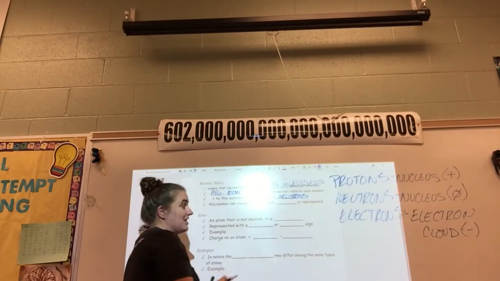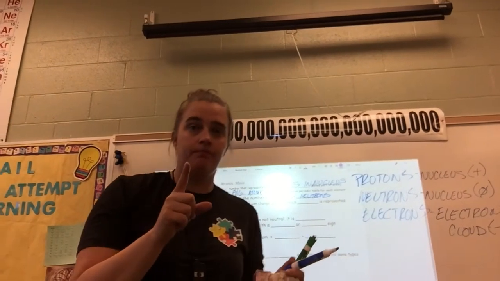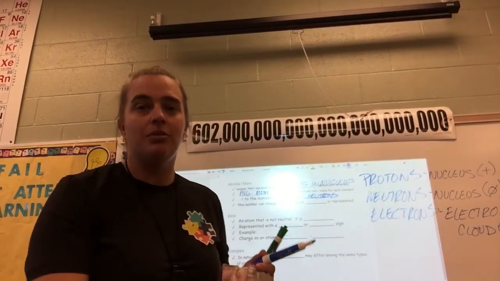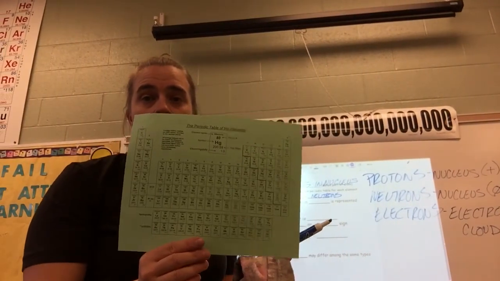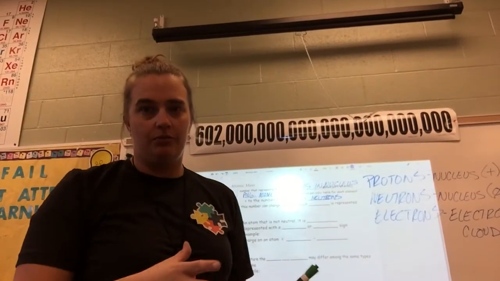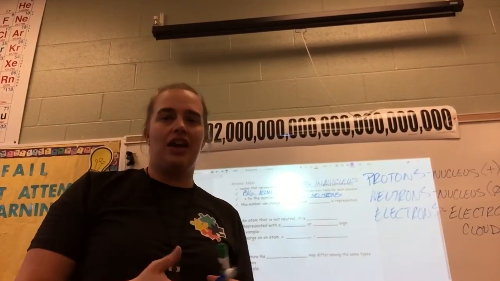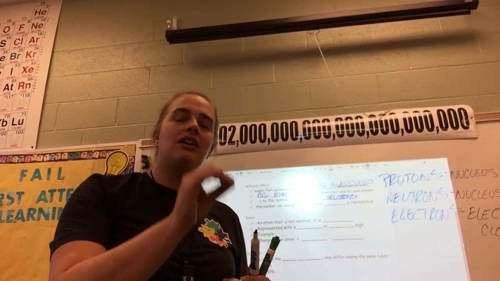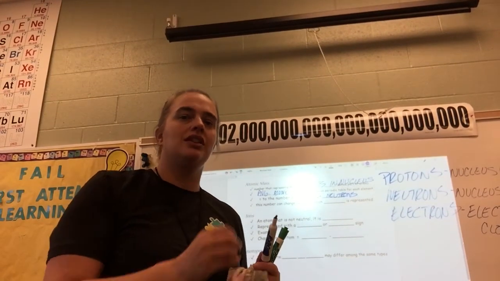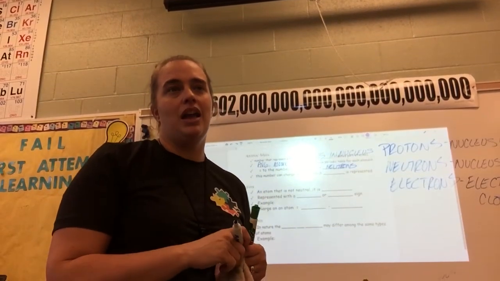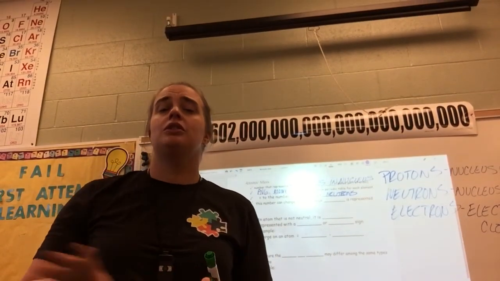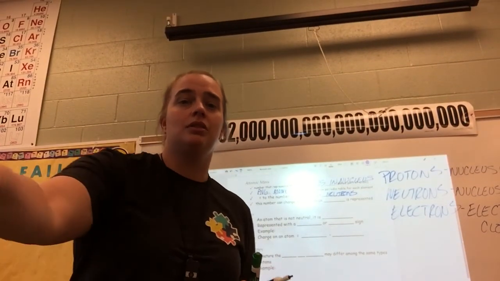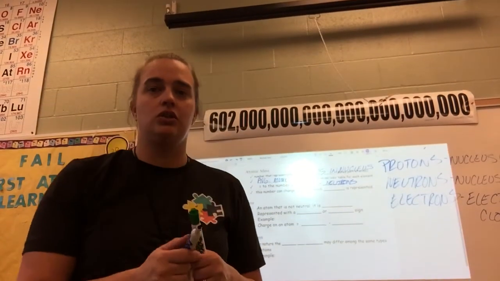Okay? The mass number is just for one atom. The average atomic mass on your periodic table is for multiple atoms. So if I had 5 hydrogen atoms in this room, they all may have different mass numbers. So I could say this hydrogen has a mass number of 2. This one has a mass number of 1. This one has a mass of 1. This has a mass of 2.